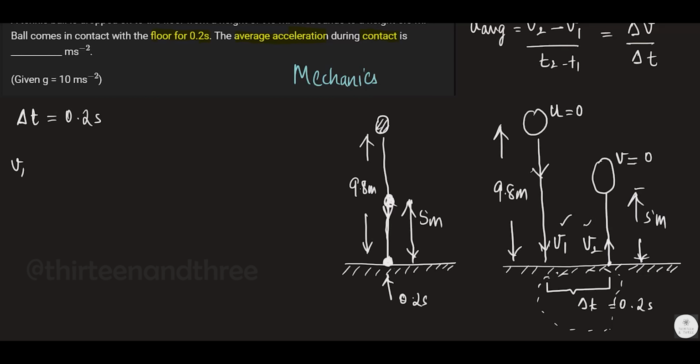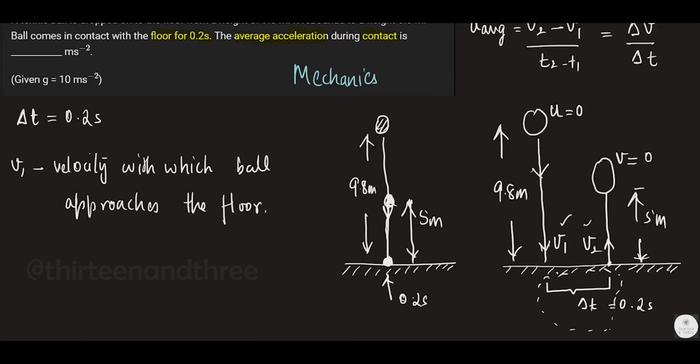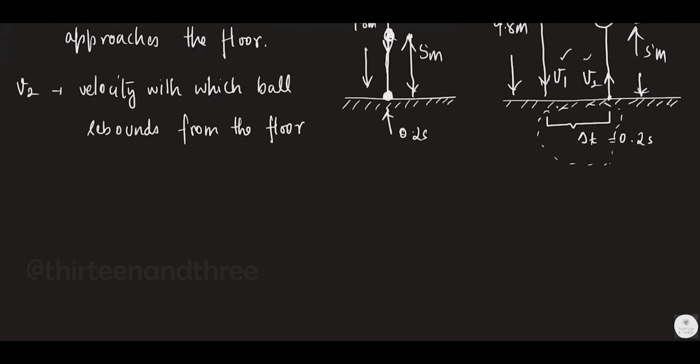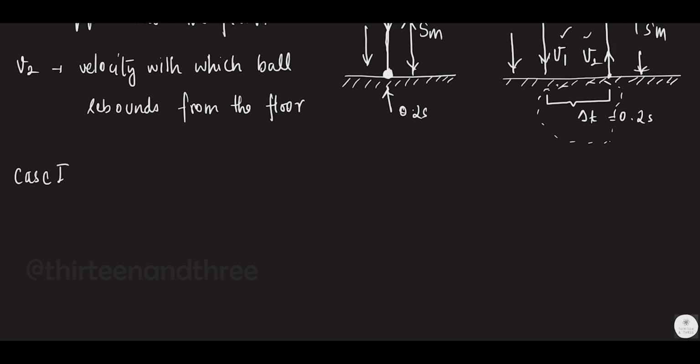So our v1 is the velocity with which the ball approaches the floor, and v2 is the velocity with which the ball rebounds from the floor. All we need to find is v1 and v2. So let us consider case 1.